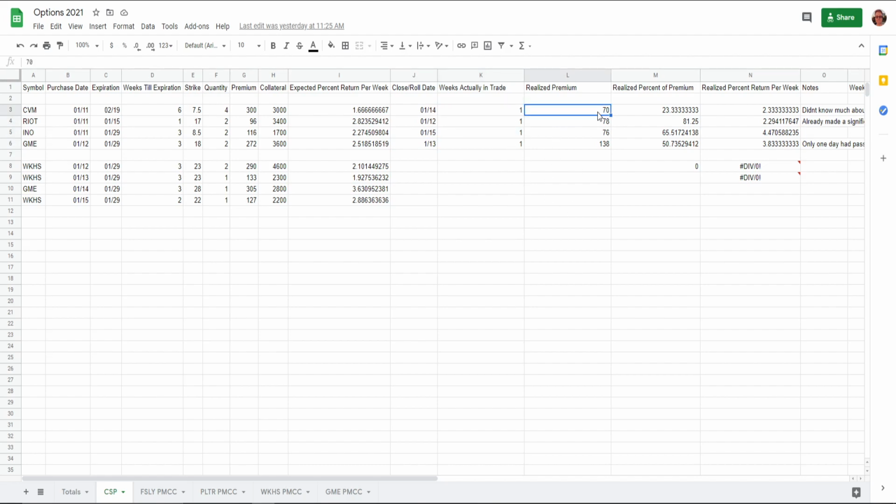This is the realized premium. So out of this 300, because your gains are capped when you sell puts, this realized premium is going to be how much I actually collected from that 300. And then realized percent of premium, this is just this divided by this. And then realized percent return per week. So if I was only in the trade for 1 week when I was expecting 6, obviously I don't want to calculate it based off the 6 weeks. I only want to calculate it based off the 1 week. So that's where we get this realized percent return per week.